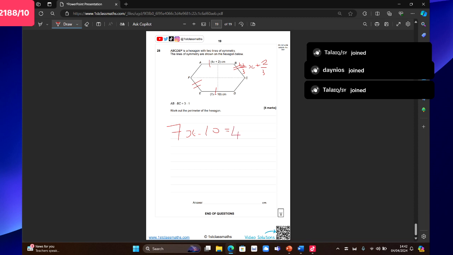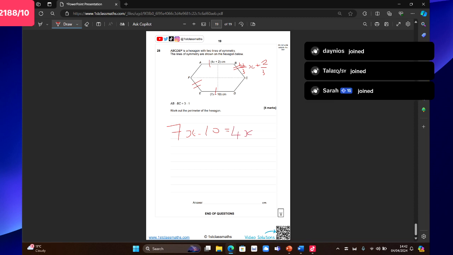4x plus 2. I'm going to subtract 4x on both sides. So I'm going to get 3x.